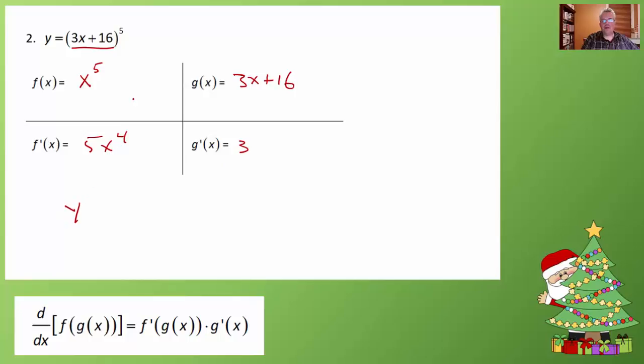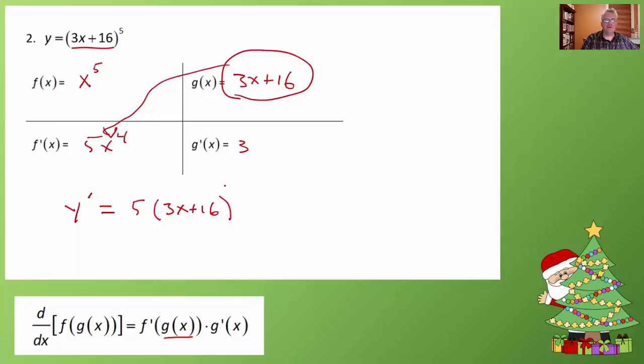So now the table just helps us kind of organize everything. Now we write the rule for the derivative. y prime is f prime evaluated at g of x. So we put g of x into f prime for x. So it would be 5, instead of x, we're going to put (3x plus 16) to the 4th. Now we've got to multiply by g prime of x, times 3. Well, we can do the 5 times 3 part, that's 15. So it would be 15 times (3x plus 16), all to the 4th power.